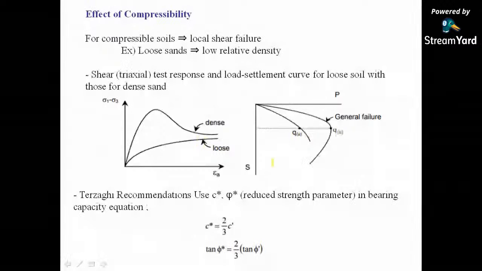Then if you plot a curve between load or pressure versus settlement, then this is your general shear failure. This will be your local and punching shear failure. So this curve will give you the ultimate load versus settlement. Terzaghi recommends using reduced shear strength parameters c and phi in the bearing capacity equation. In this reduced condition, c can be calculated as 2/3 of c', and tan phi equals 2/3 tan phi'.